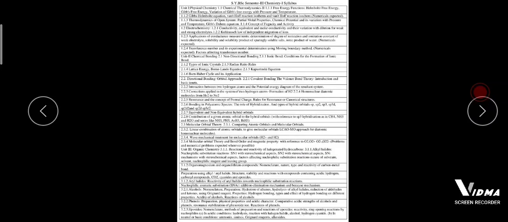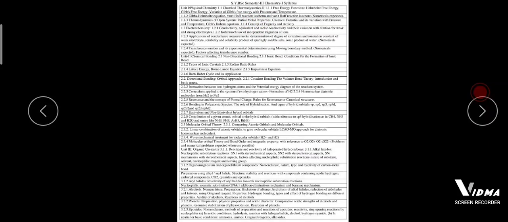In chemistry 2, 3 units will be there. In chemistry 3, again 3 units will be there. For this semester 3, chemistry 1 will be taught by myself, chemistry 2 will be taught by Shoaib sir, and chemistry 3 will be taught by Pawar sir. Today I am going to highlight the syllabus for this semester.